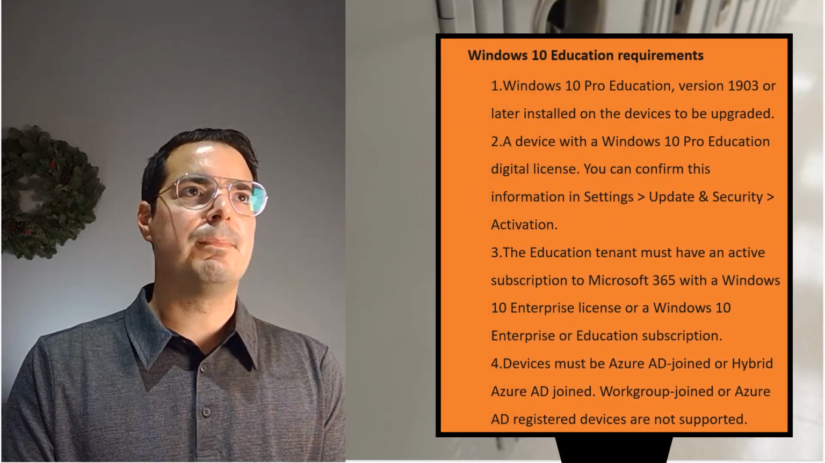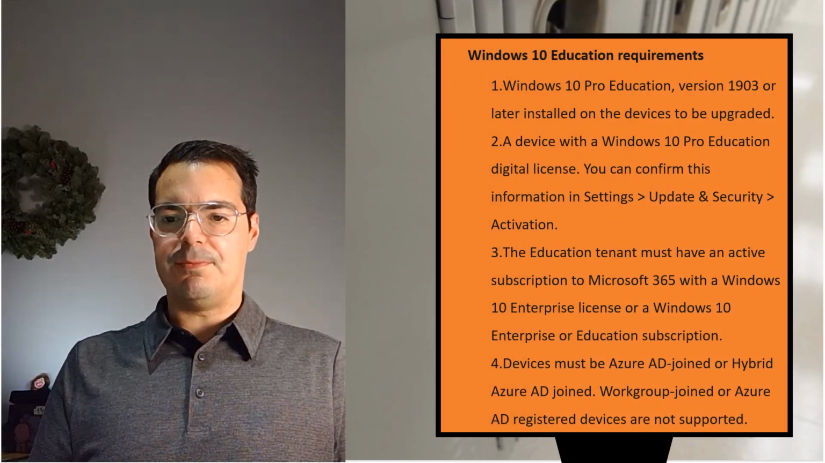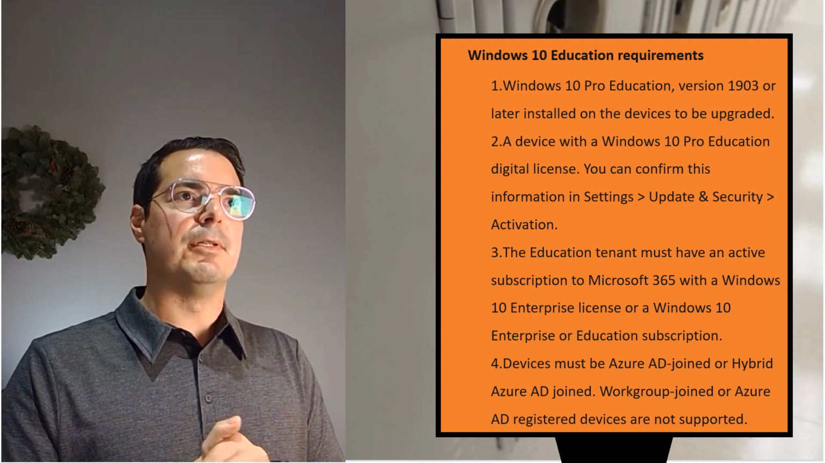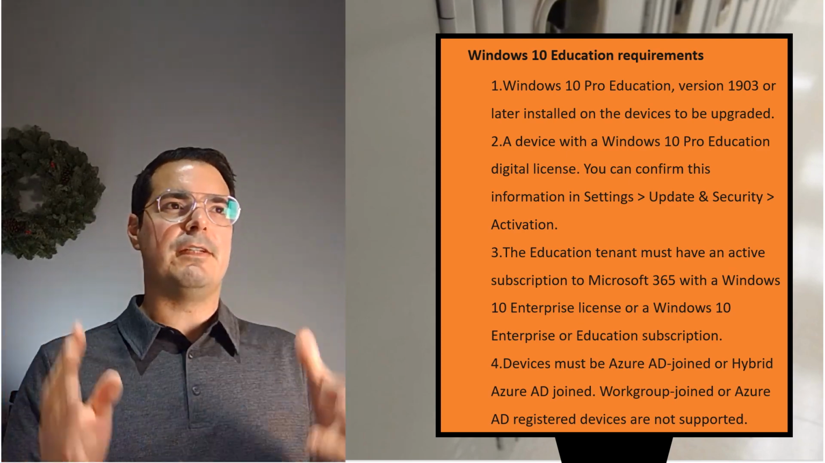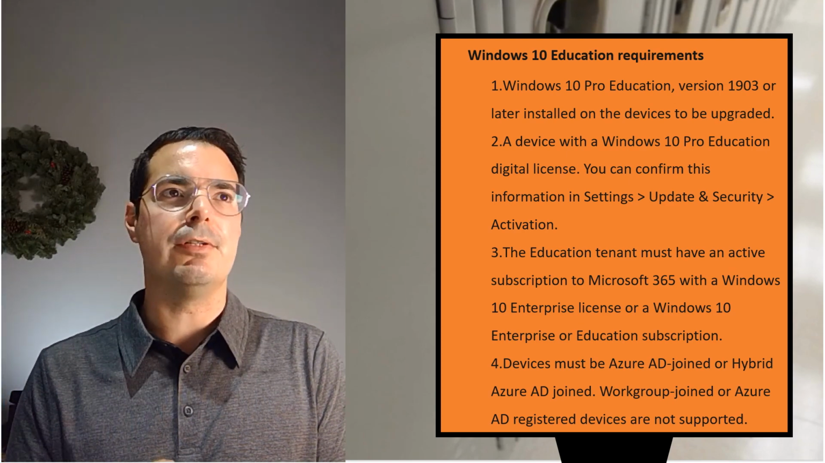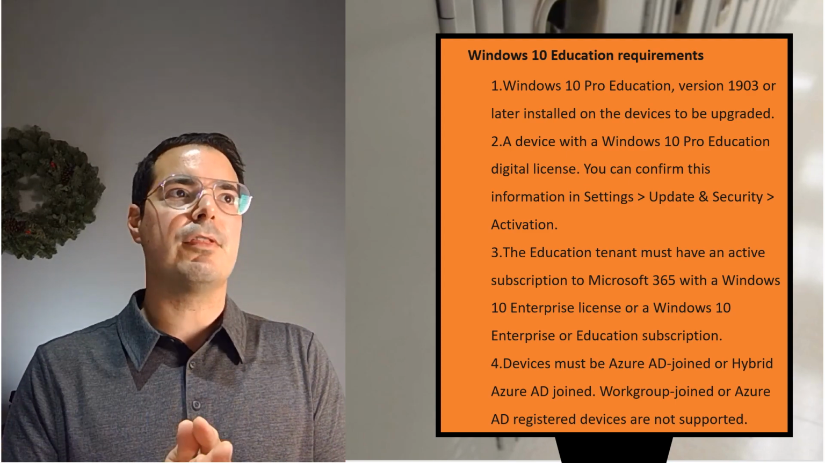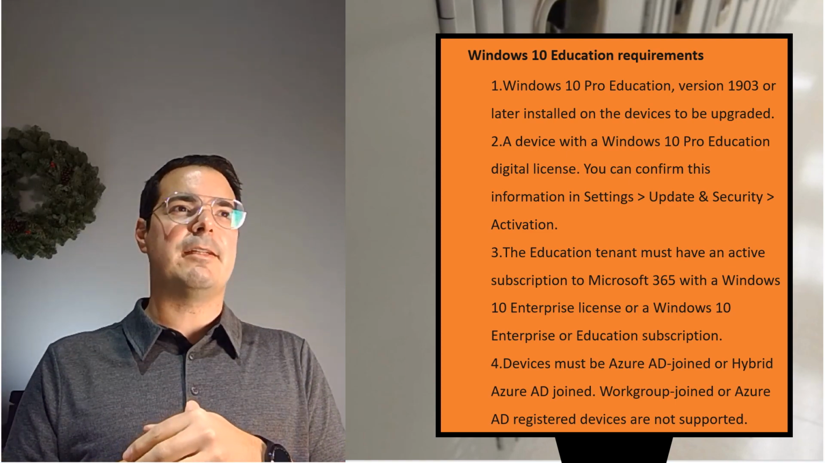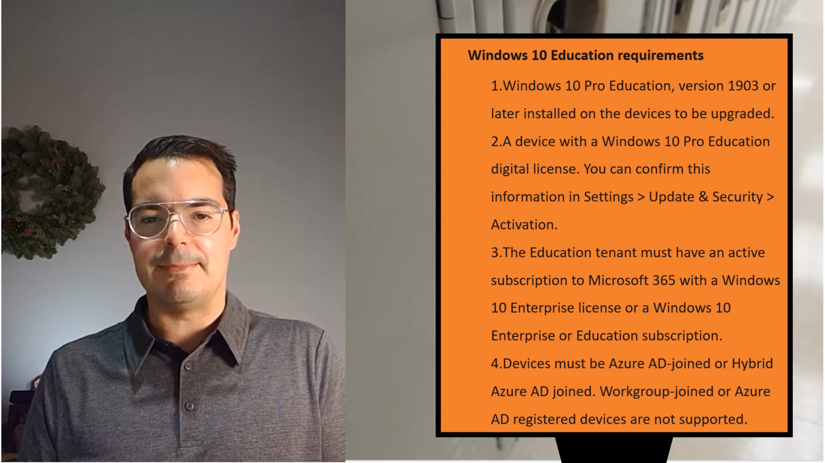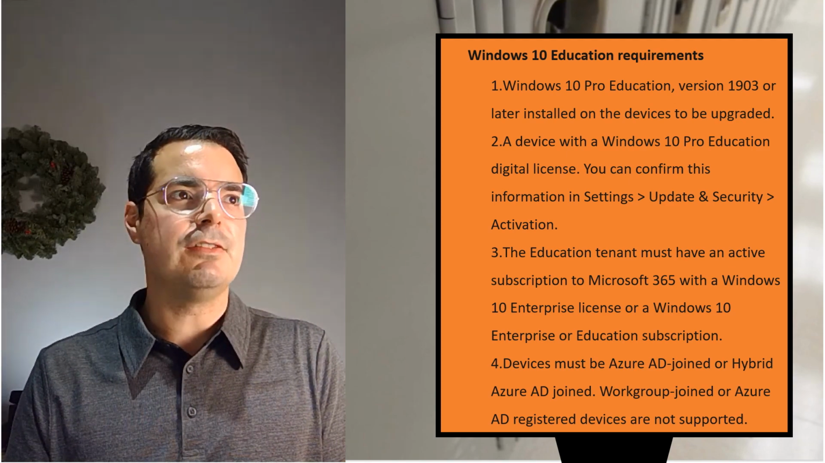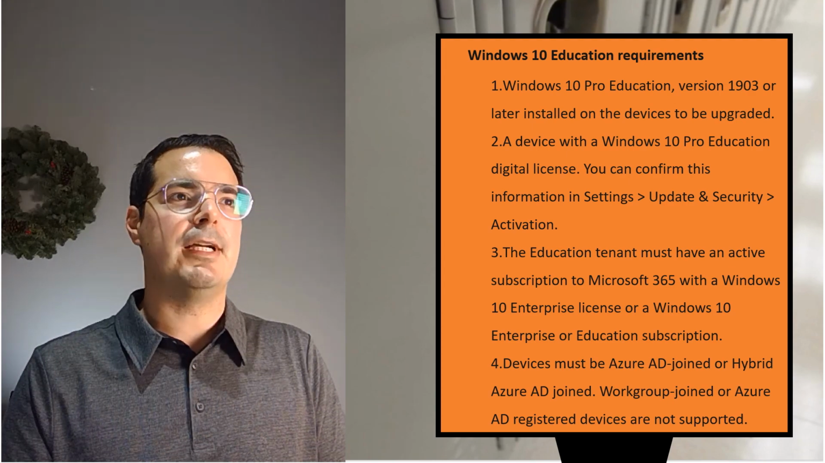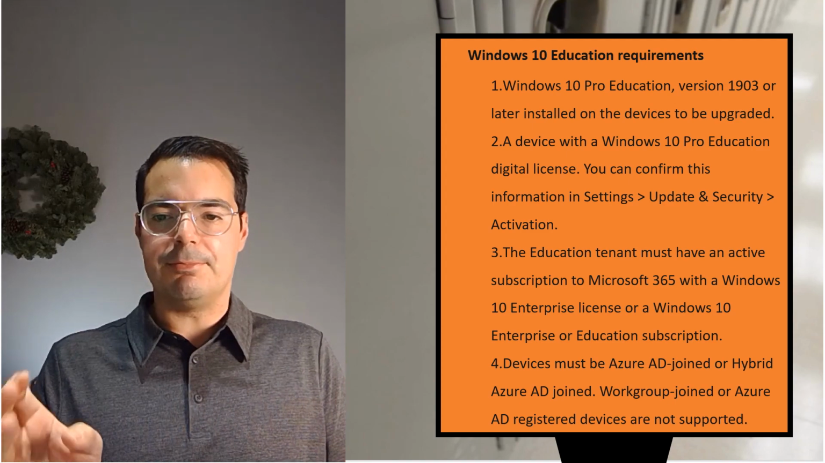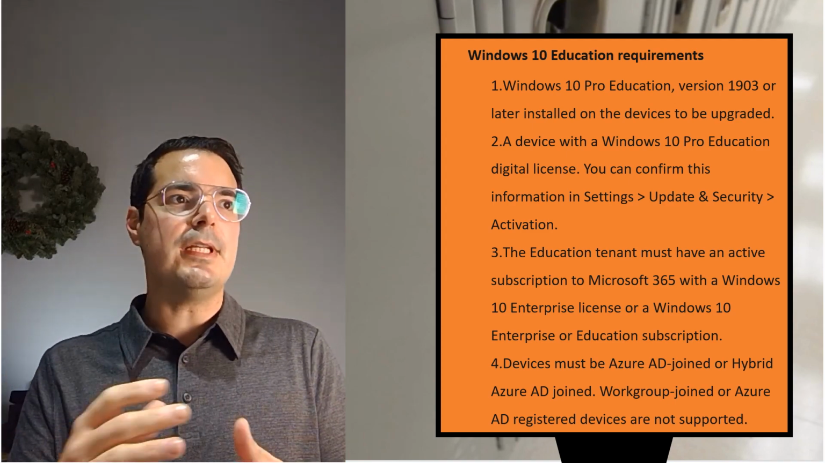When we start setting up Windows activation based on subscription, there's 4 things that we need to look at. Number 1, for education, the device needs to first have Windows 10 Pro EDU version 1903 or newer. The second thing is the device has to have a digital license. It's shipped with the license built into it for Windows 10 Pro Education. Number 3, the education tenant needs the appropriate license to upgrade that device from Pro EDU to EDU.